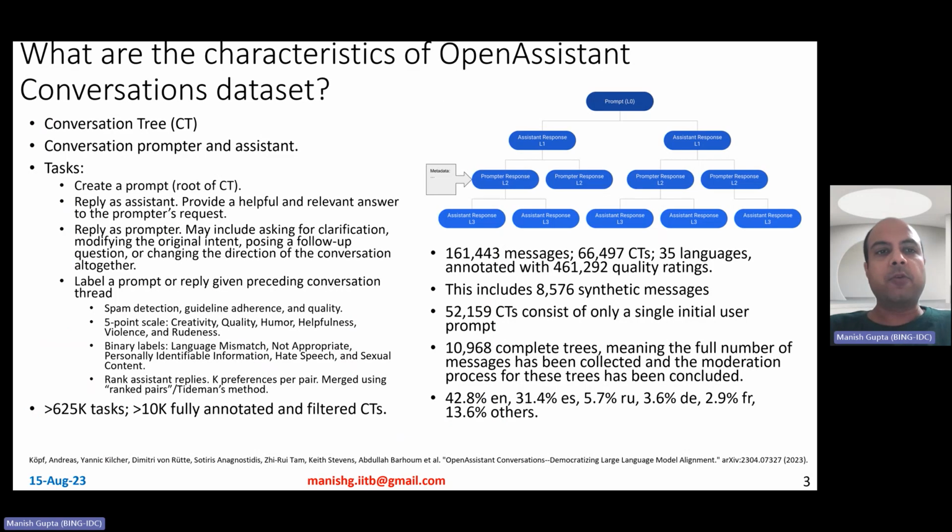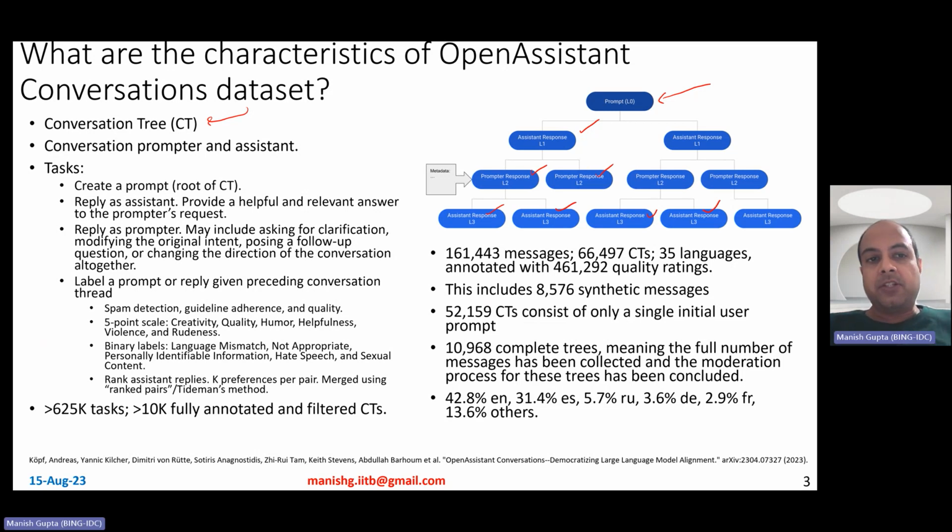So what are the characteristics of the OpenAssistant Conversations dataset? How was it collected and gathered? The dataset contains conversation trees. The conversation tree at the top, at the root node, has a prompt, which initiates a conversation. Then there are two kinds of responses, assistant responses or prompter responses. Every assistant response can have multiple prompter responses. Similarly, every prompter response can have multiple assistant responses.